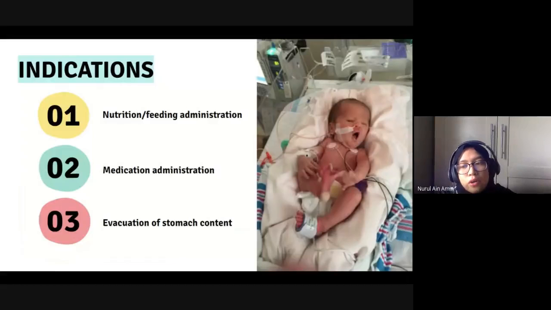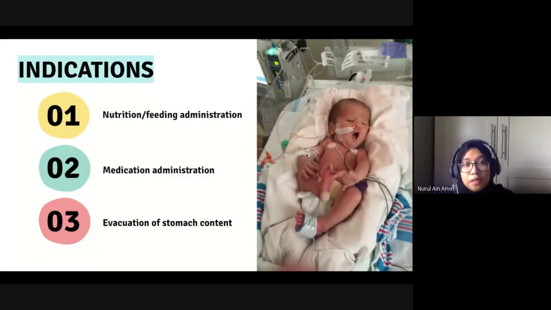Okay. Next, what are the indications for this tube? First of all, is for nutrition or feeding administration. For example, for enteral feeding, it's especially used in premature infants because some of them have poor oral intake. They also have poor appetite, or even critical illness such as cerebral palsy, where they have poor pharyngeal control. So it's difficult for them to swallow, right?